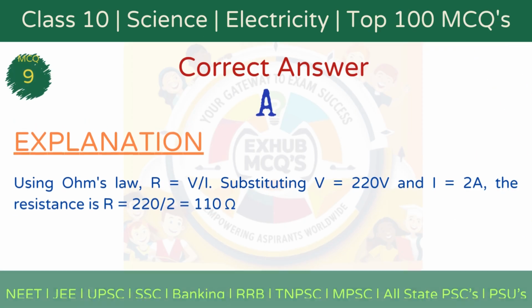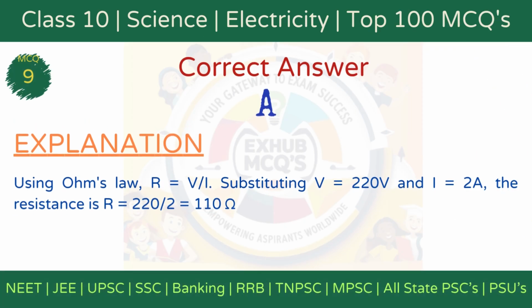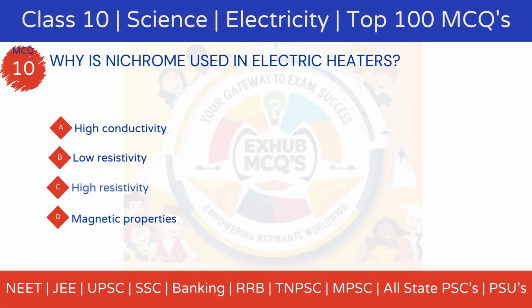The correct answer is option A, 110 ohms. Explanation. Using Ohm's law, R equals V over I. Substituting V equals 220 volts and I equals 2 amperes gives R equals 220 over 2, equal to 110 ohms. MCQ 10. Why is nichrome used in electric heaters?